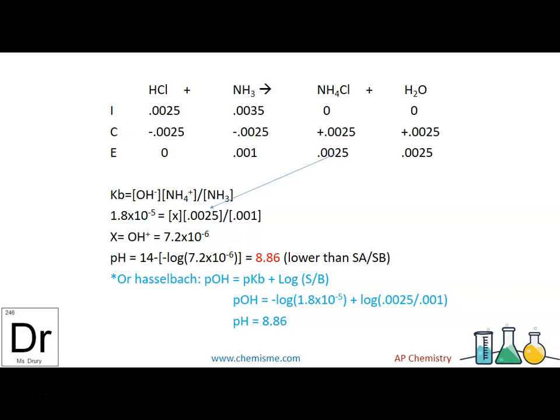It's basic because I had a weak base left over. It's not extremely basic because it's not a strong base. There's not a lot left over, right? So it's kind of within the realm of possibility. Also remember, I have to subtract from 14. I probably didn't do that.